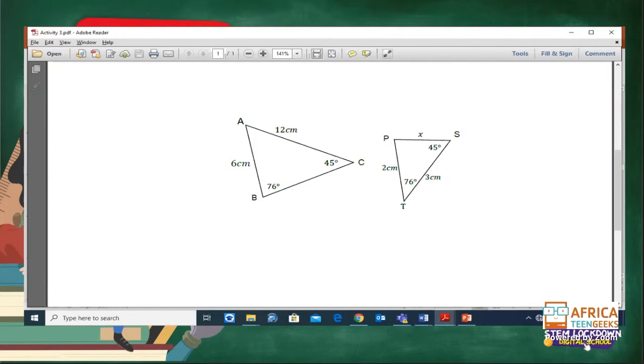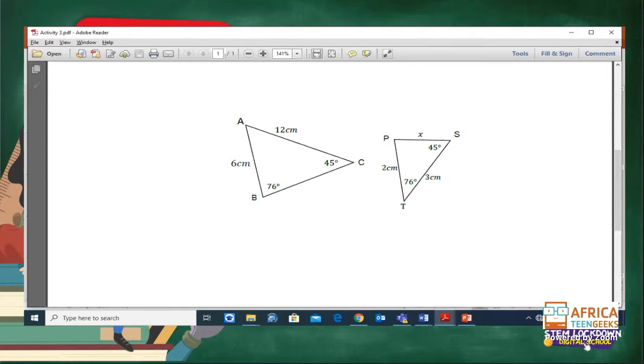So in this case, you are given two angles and two sides. Then you have an unknown side, which is X. And then I want you to find the value of X. Once you have proved that the two triangles are similar, then you need to calculate the value of X, and you are going to use the sides which are in proportion. So please revisit the similar triangles. We have done that in this term.